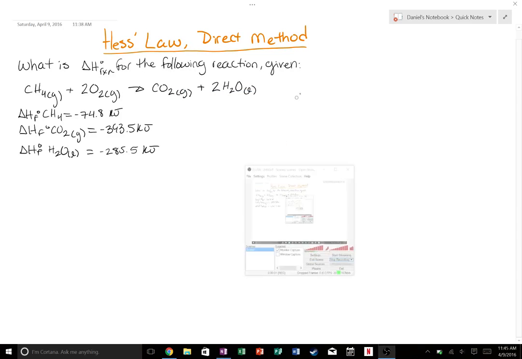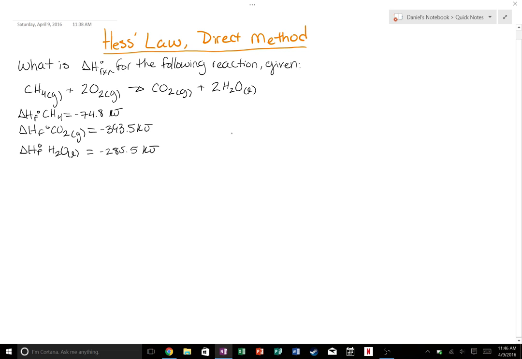Okay, so here we're going to be working with Hess's law direct method. The way we start this problem is we have to write down the equation that we're going to be using. So the question here is asking us what is the delta H of reaction for the following reaction given, and then it gives you the heats of formation of methane, which is CH4, carbon dioxide, and water, right? So what we do is we have to write our equation first.